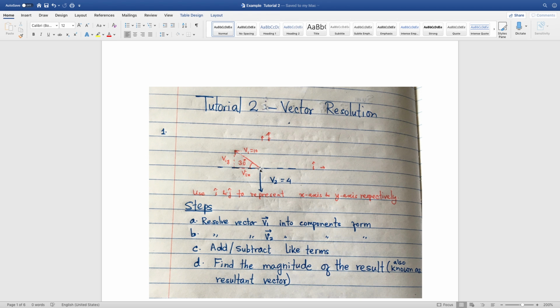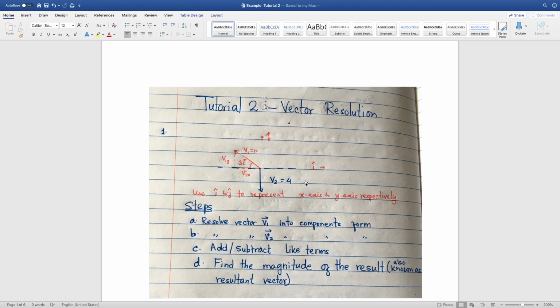Vector in this red color here, B1, which has magnitude 10, and then that makes an angle of 30 degrees with respect to the negative x-axis. And then there's this vector in blue color, B2 equal to 4. You don't have this different color in your handouts, but this is just to make it easy for you to read.